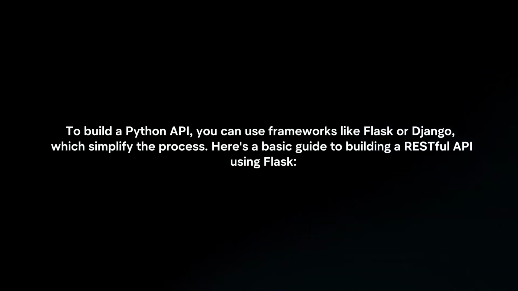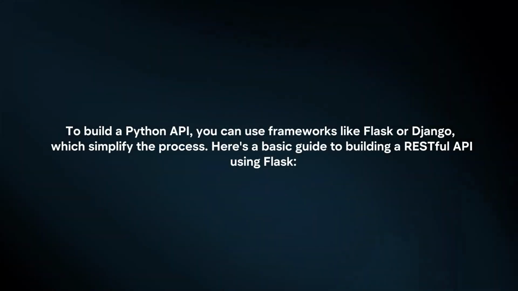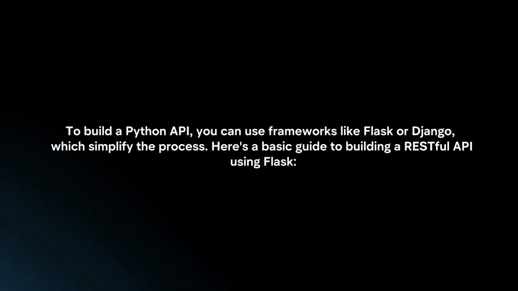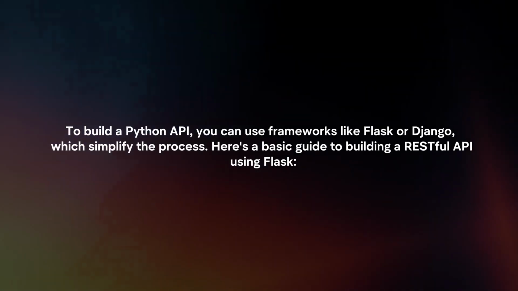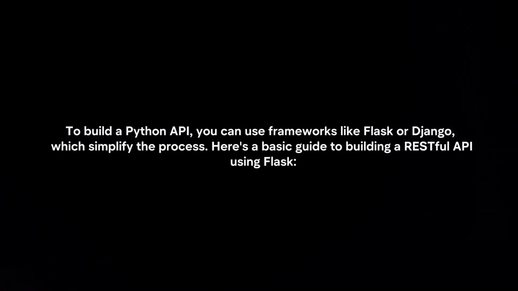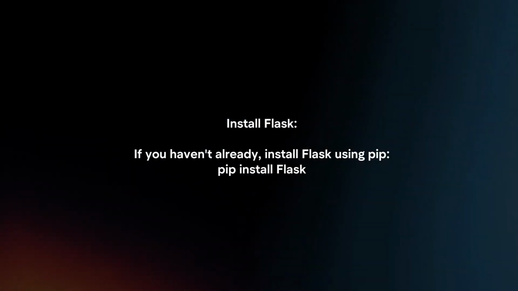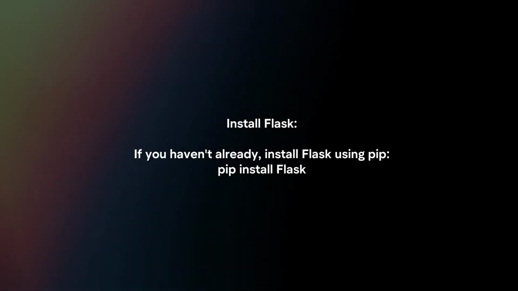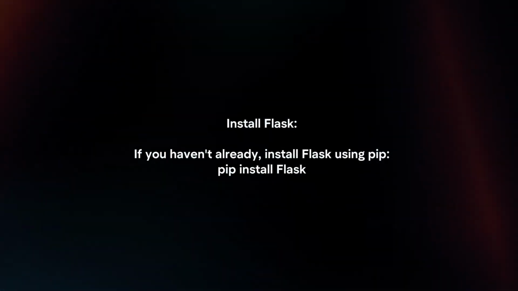To build a Python API, you can use frameworks like Flask or Django, which simplify the process. Here's a basic guide to building a RESTful API using Flask. Install Flask. If you haven't already, install Flask using pip install Flask.